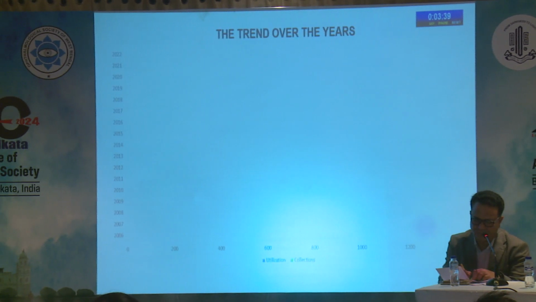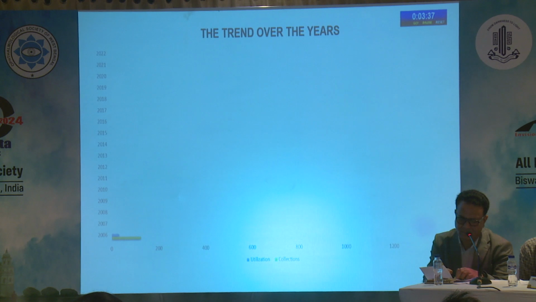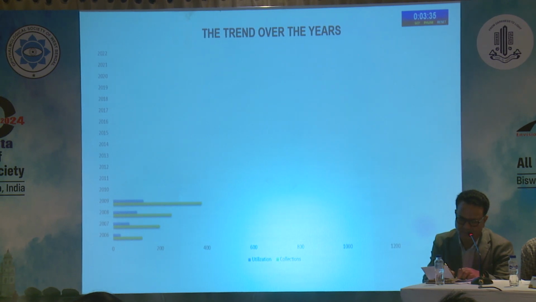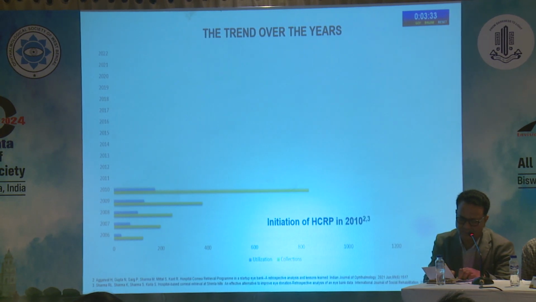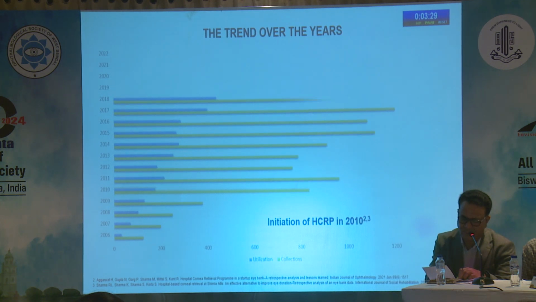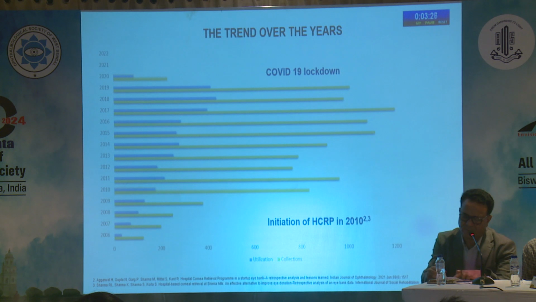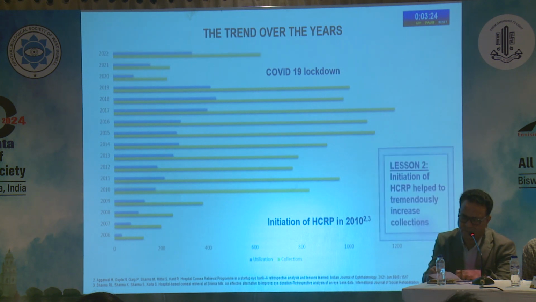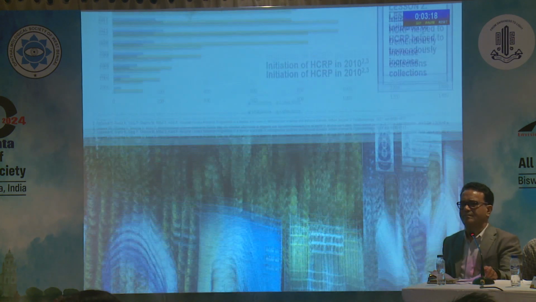Looking at the trend of our eye bank over the years, we started with a meager collection, and then with the initiation of HCRP in the year 2010, our collections really skyrocketed, and this trend continued up until the year 2020 when we were hit with the COVID-19 lockdown, but we have since then shown a good recovery. The initiation of the HCRP helped to tremendously increase the collection single-handedly.